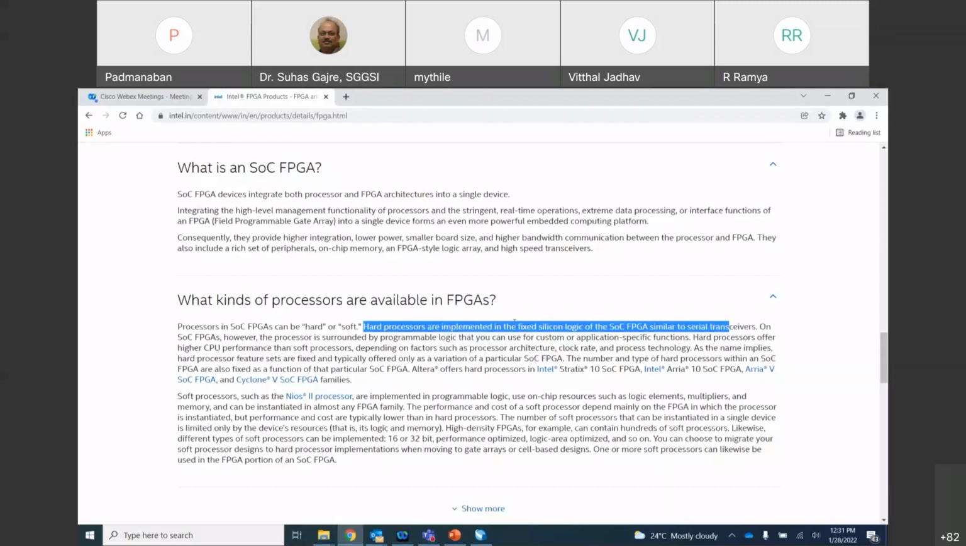Okay, let us understand. So now you know what is an SoC FPGA. I will explain in detail later. But what kind of processors are available in FPGA? So these two questions are answered. Now let us enter into the IP catalog and we will try to do a simple lab with that, and then we get an idea of what is a platform design.